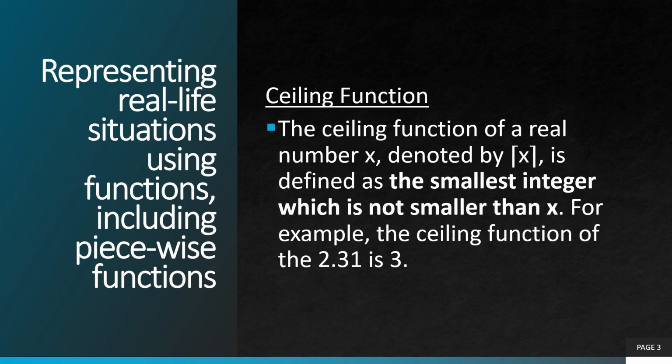Say for example, the number is 4.5. Its ceiling function will be 5. Say for example, the number is 0.1. The smallest integer not smaller than 0.1 is 1. So we just round it up to its nearest integer. So it only tells us that if we take the ceiling function of a number, we're just going to round it up. But if the number is an integer, the ceiling function of that number is the number itself.